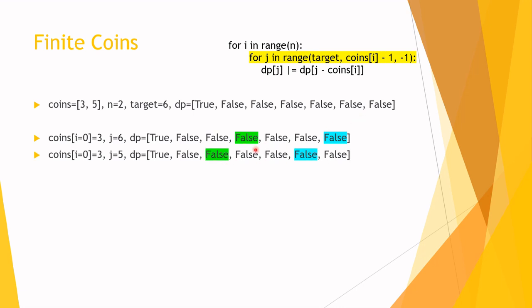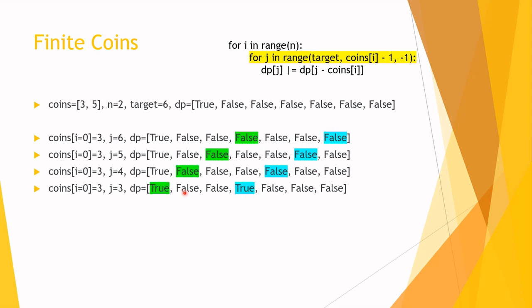Cyan was here, and it moves backwards. So obviously here false or false is false, and false or false is false, false or false is false, false or true, dp of 3 becomes true.